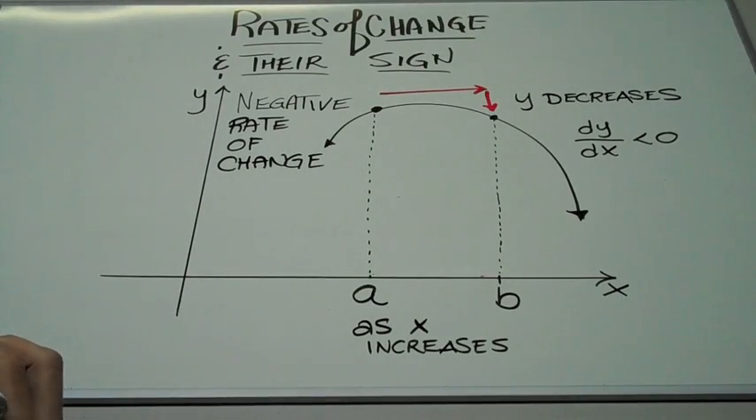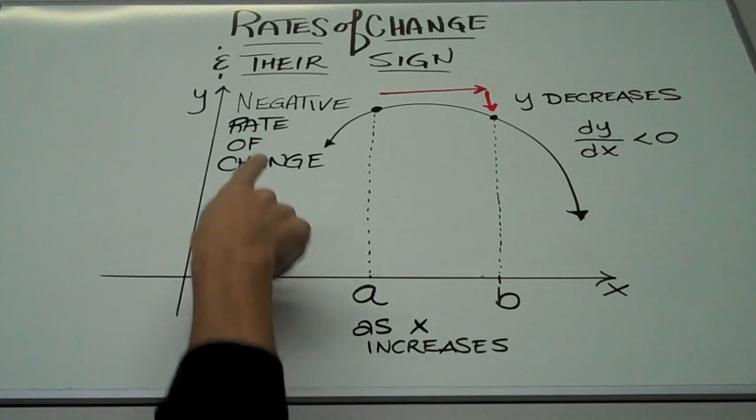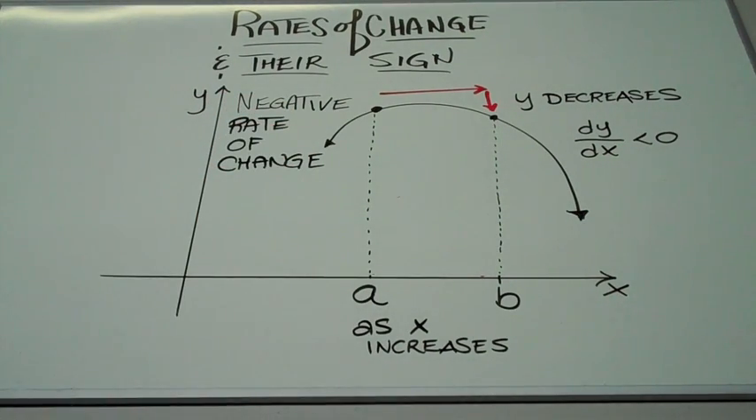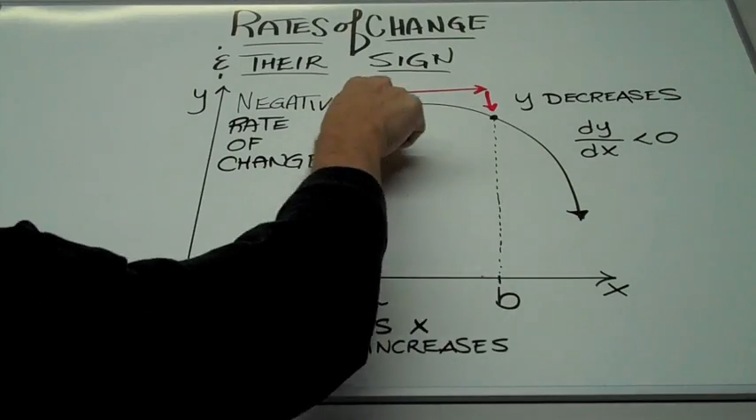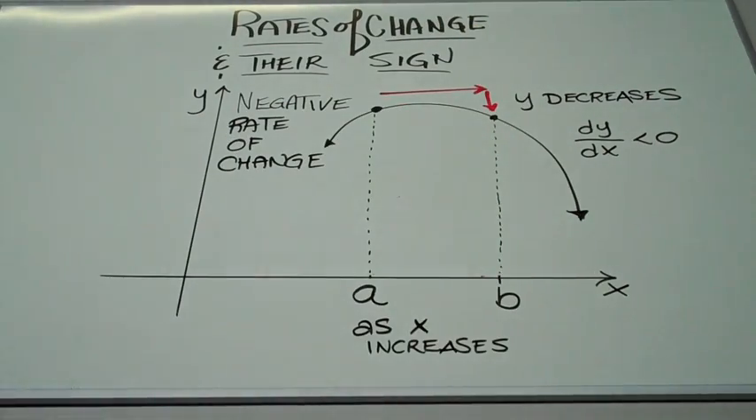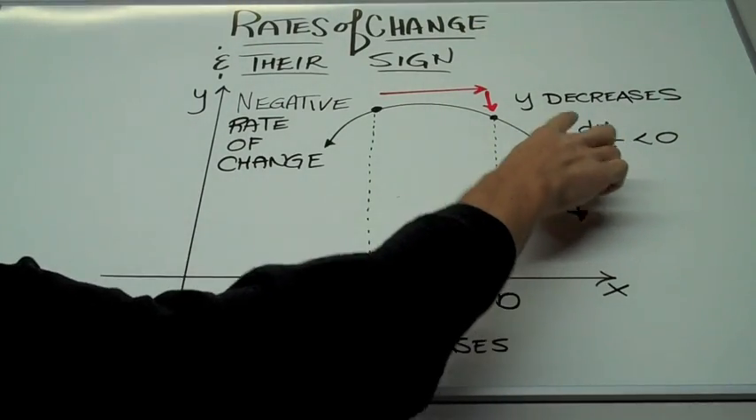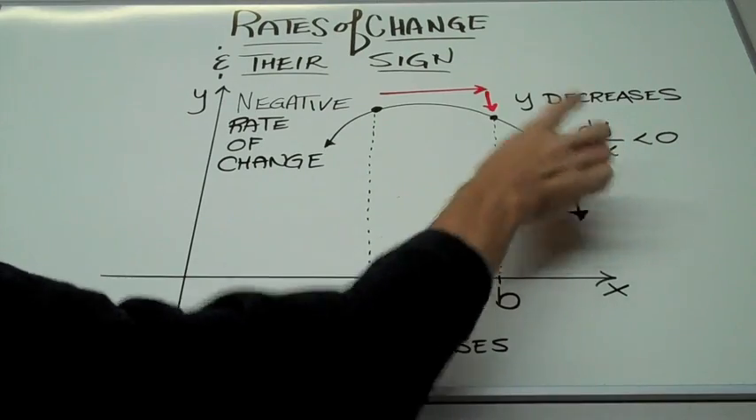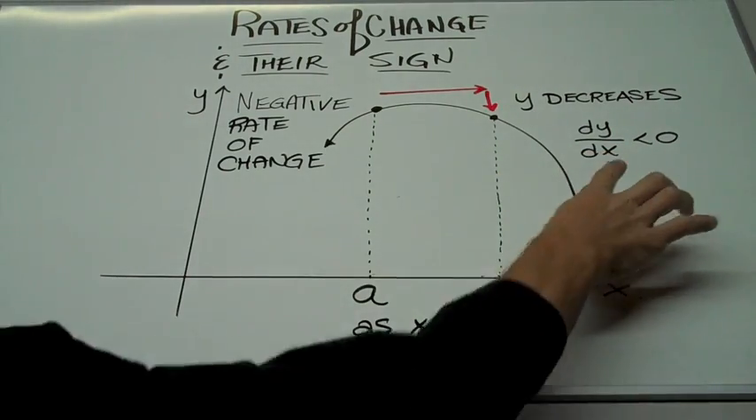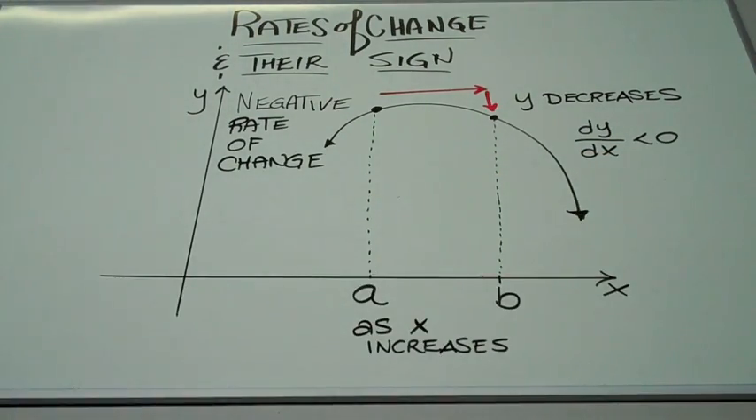Continue on with our discussion of rates of change and their sign. Here we see a negative rate of change. Over the interval from A to B, as x increases, y decreases. And we have a dy dx. The change in y related to the change in x is negative, or less than 0.